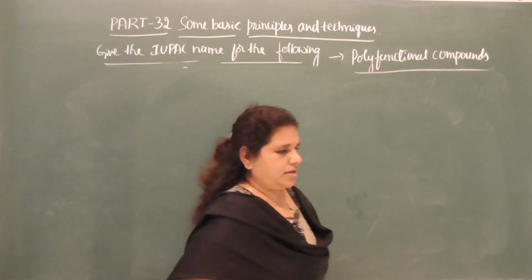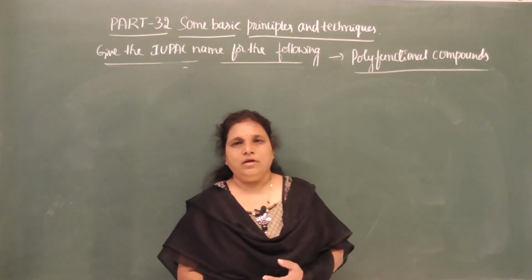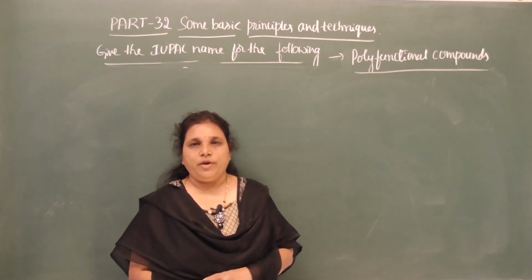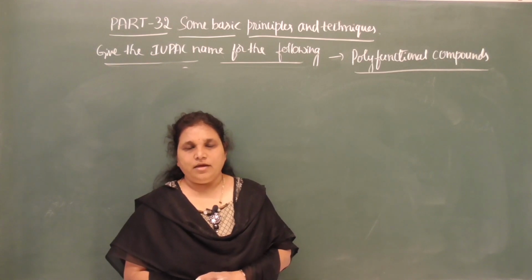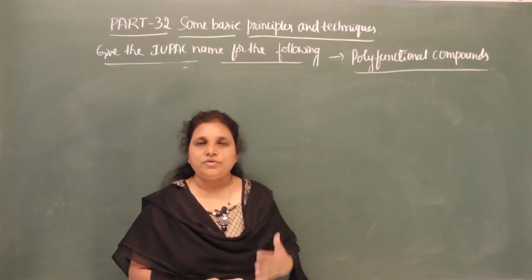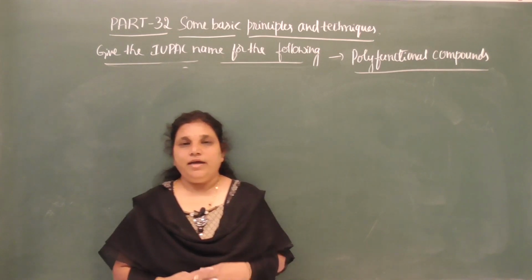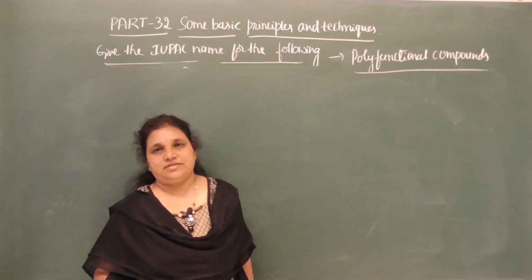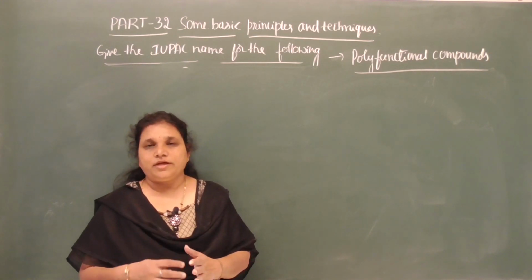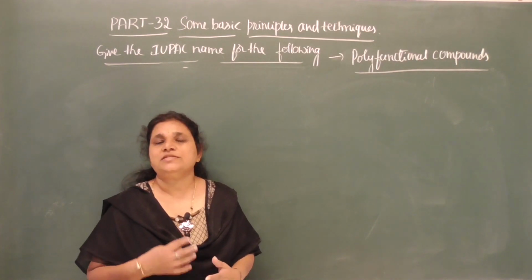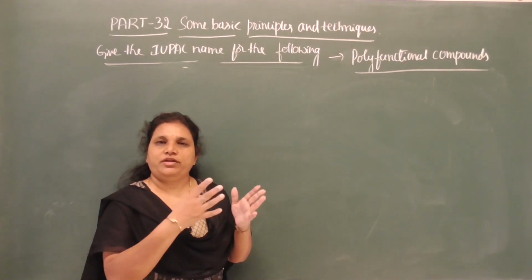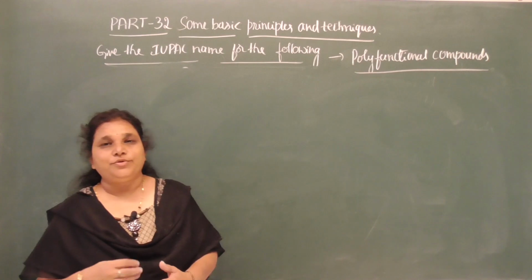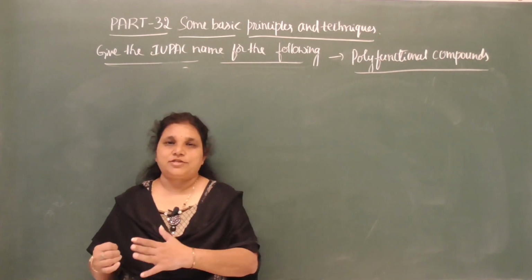So in the last class I have given how to use the prefixes and suffixes when more than two functional groups are there. Polyfunctional means more than two functional groups are present. Depending on the nature of the functional group, we have to use prefixes and suffixes here. If the functional groups are different, then we need to follow the priority table.